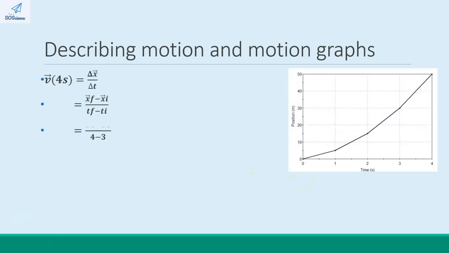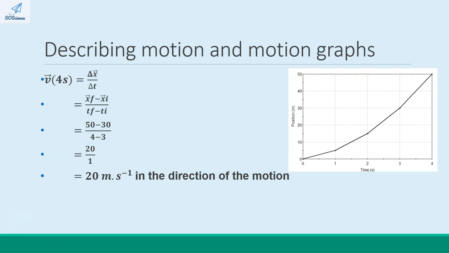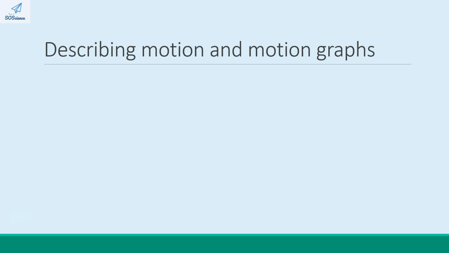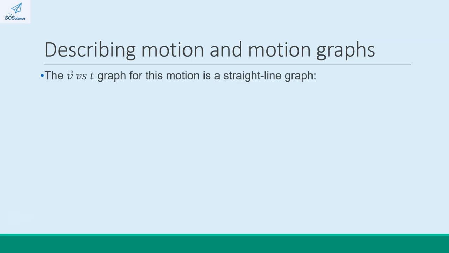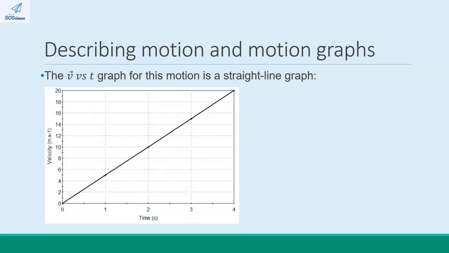And lastly, at 4 seconds, we can calculate the velocity as 50 minus 30 over 4 minus 3, and we get 20 meters per second in the direction of the motion. Now, the velocity time graph is going to be a straight line graph with a single gradient. The reason for that is that the velocity is increasing by the same amount every second, which is indicative of a constant acceleration. We're going to come to this shortly, but remember that the gradient of a velocity time graph represents acceleration. And here we've got a single gradient, meaning that we have one constant acceleration.